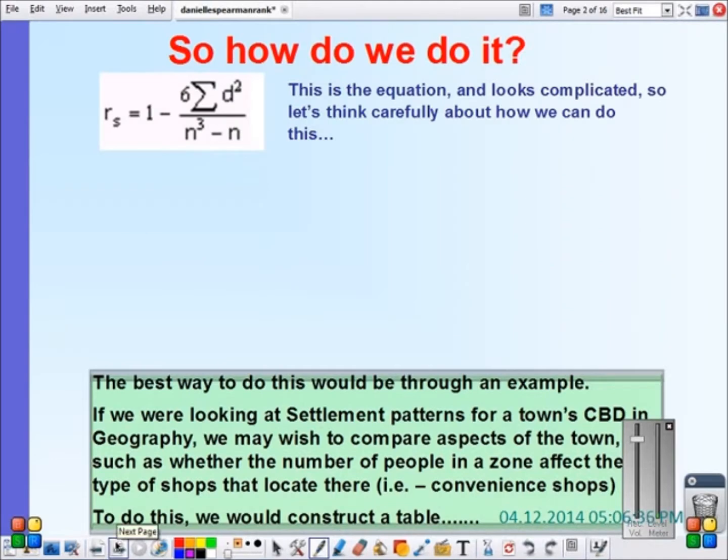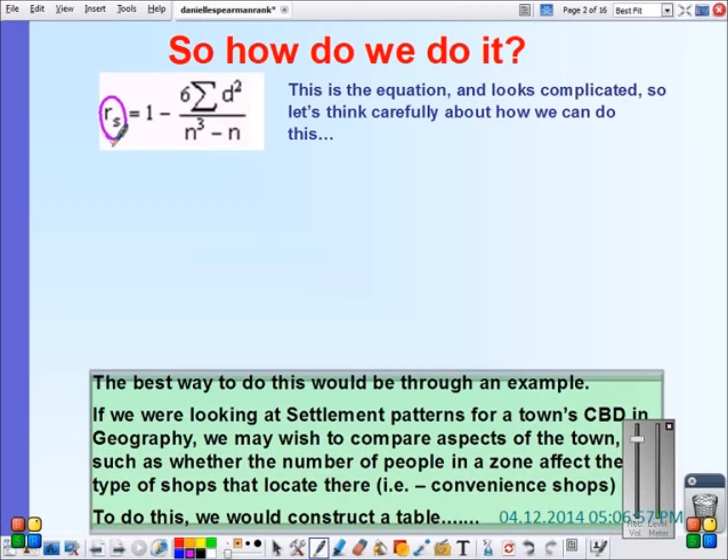So how do we do it? As you can see in the equation, this stands for rho, which is the Spearman rank coefficient. It refers to the overall value or rank. Next, we know that the equation has to be done before the value is taken away from 1.